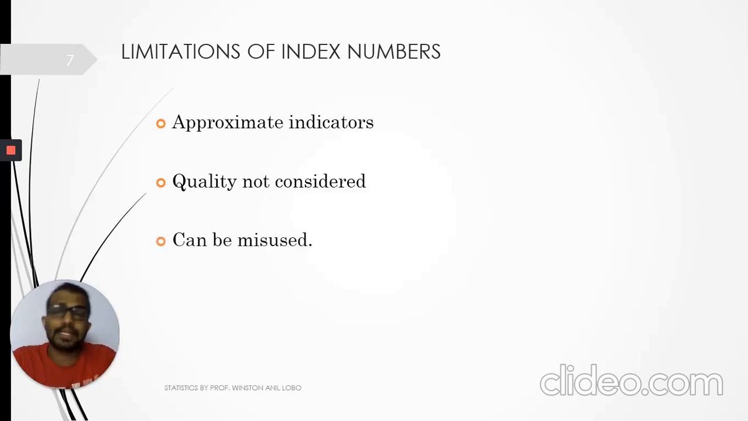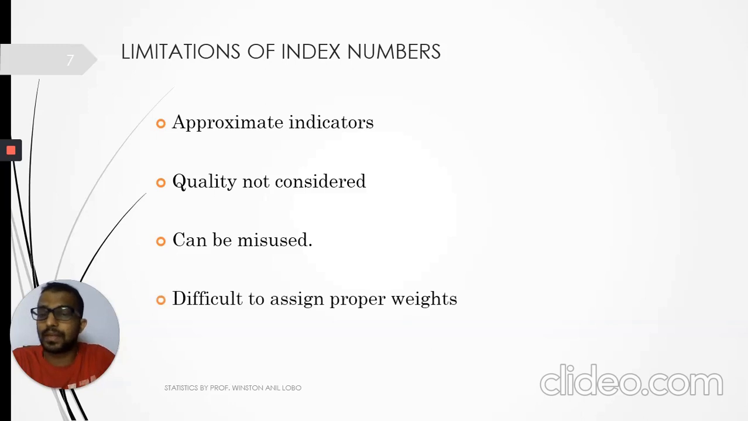Then, index numbers can be misused. So how can they be misused? Students, you can show the data to someone and say, oh, look at this, the price is increasing, that means it's a good time to invest in the business. Or you might say, the quality is coming down, the prices are coming down, that means this brand might not be good. So all these assumptions can be built around it, and that is why index numbers can be misused as well.